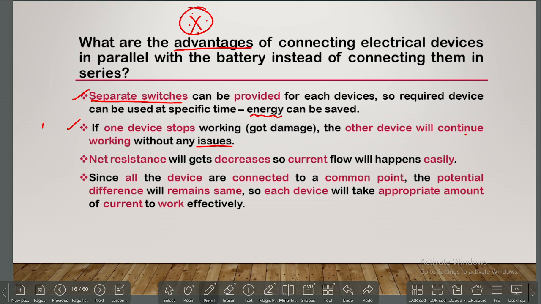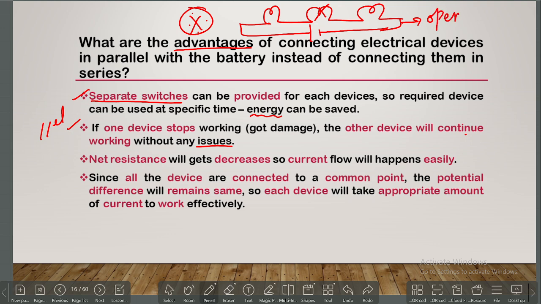In what combination? In parallel. But if it is in a form of series, let's take, it's like this. The given circuit is like this. All the bulbs are connected in a form of end to end. If the second bulb got fused means the overall circuit will become as a open circuit. Then the remaining bulbs, it also will stops working. That means it is a disadvantage. But in parallel, it won't be like this. If one device got damaged means the other device will continues to work without any fault.